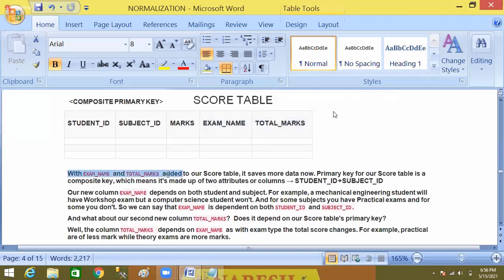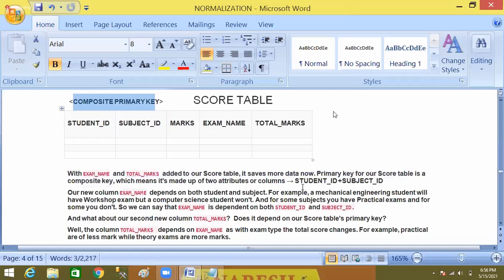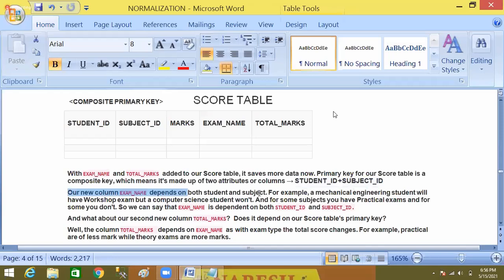With examination total marks added to our score table, it saves more data now. The primary key for our score table is a composite primary key, which means two attributes, student ID and subject ID, together form the key. Our new column is examination name. Examination name depends on both student and subject, so I want both student and subject here.